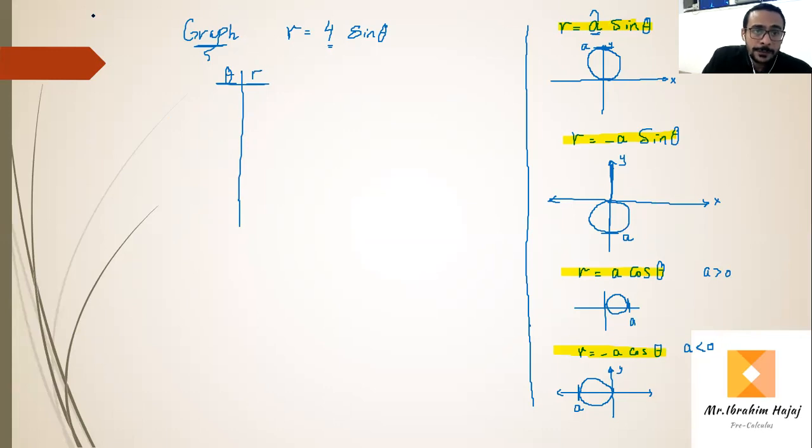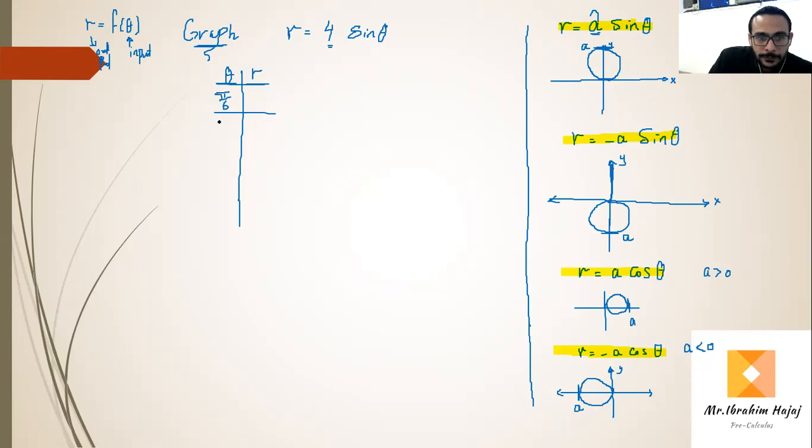Because the polar equation is r equals f of theta, right? So the input here is theta, and the output value is r. Like x and y, the x is the input and the y is the output. Here in the polar equation, the input is theta and the output is r. Let's start with pi over 6 and all multiples of pi over 6.